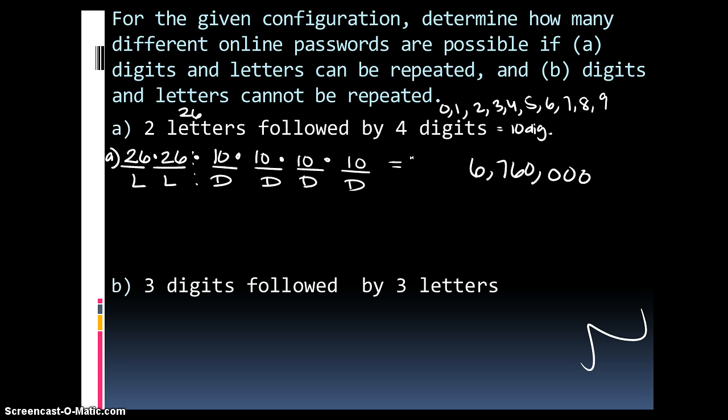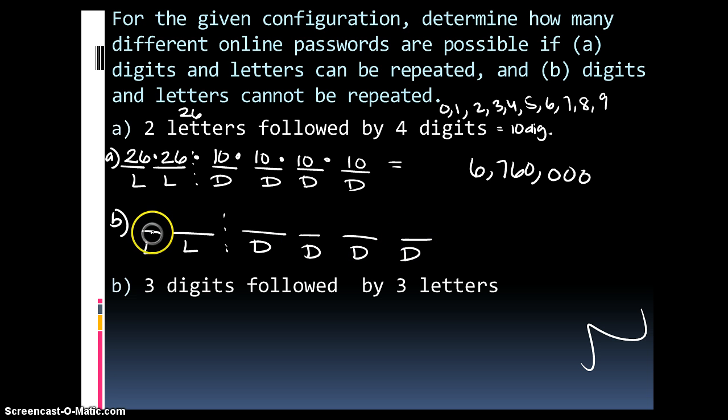Okay, so for the next one, part B of this, because they had 2 different scenarios. For part A, we could repeat, and for part B of this, letters and numbers cannot be repeated. So you still have the same sequence. You can have 2 letters followed by 4 digits. My first choice is 26 letters. Now, if they can't be repeated, then I don't have 26 letters to choose from anymore because I just chose one of them. Let's say I chose W for Williams. That's not an option anymore, but I still have 25 other letters to choose from.